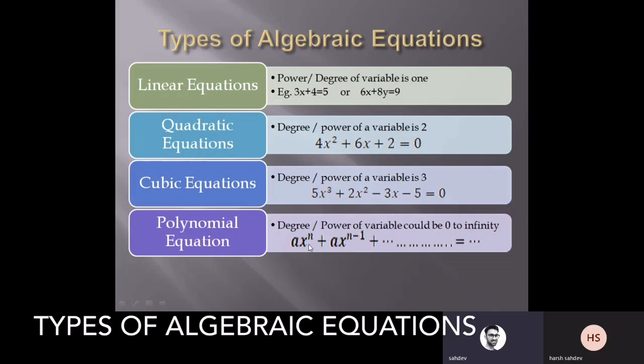Next is polynomials. All these are polynomial equations only. That means when we have any equation in the form of ax raised to power n, where n could be any degree, then it is known as a polynomial equation. If x has a 0 degree, then it will be like a simple constant polynomial.